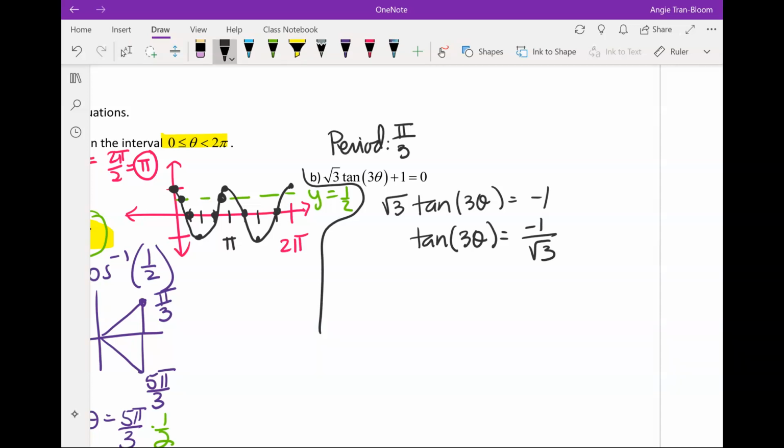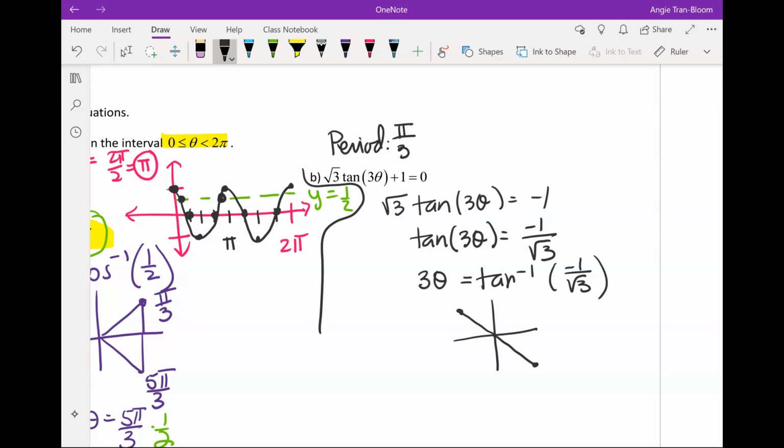What do you think we do next? Perfect. Tangent inverse of -1 over rad 3. Remember, we're only borrowing tangent inverse to solve, so there is no restriction, okay? We always have to look at the original. Tangent that's negative in 2 places, what are they? 2 and 4.